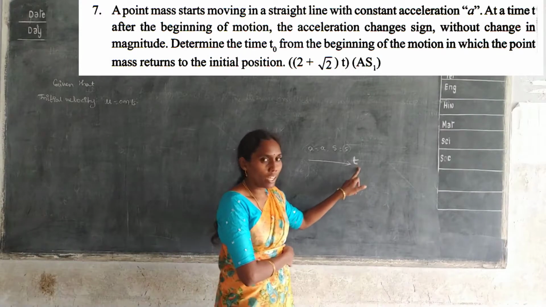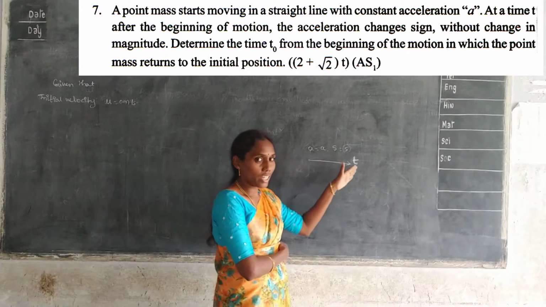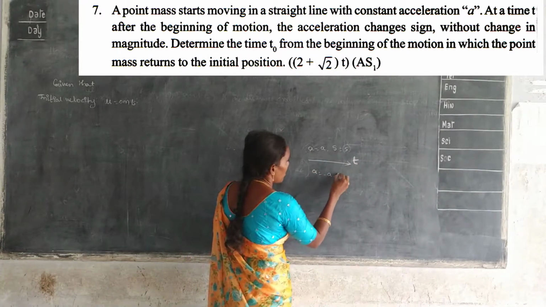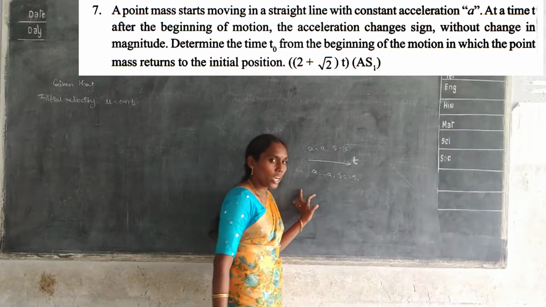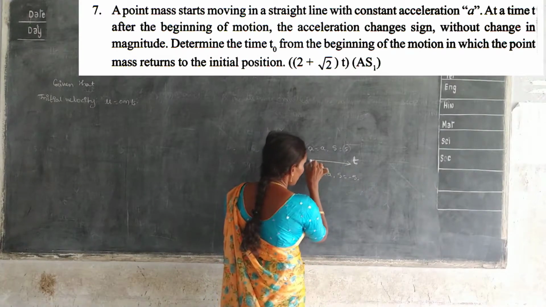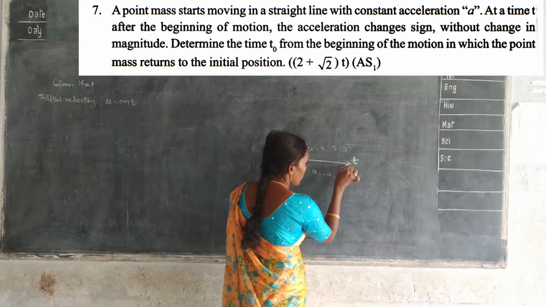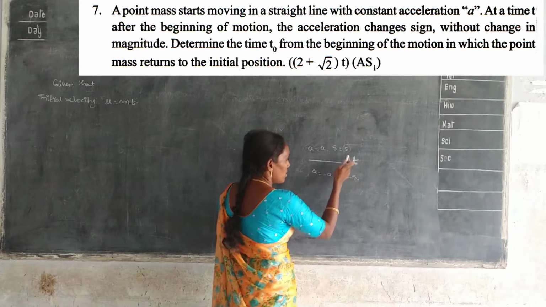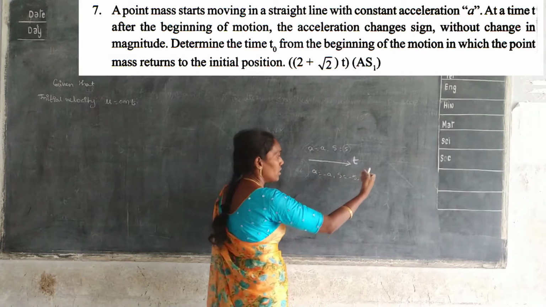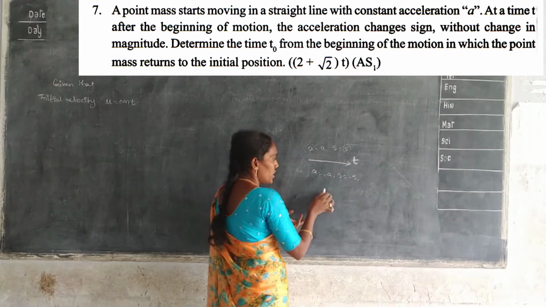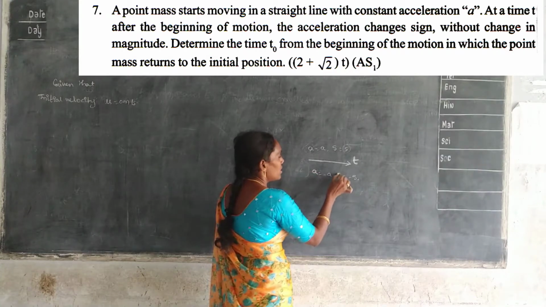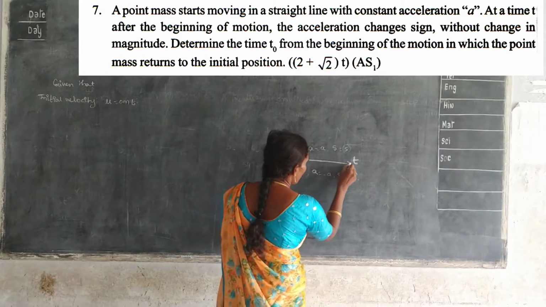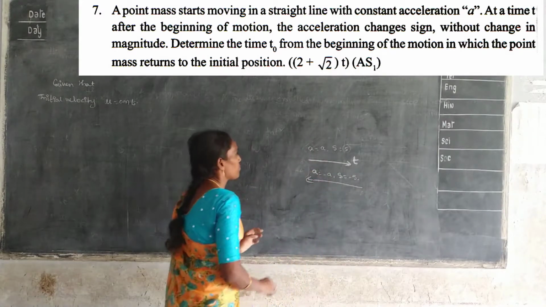After this time interval, the same body changes its direction, but with no change in magnitude. That means a is equal to minus a, s is equal to minus s. If a body is moving in a straight line up to a certain time with no change in direction, at the time of t the body changes its direction, that means it moves in a backward direction. That time the acceleration is minus a and the distance travelled by the body is minus s. This is for the first case and this is for the second case.